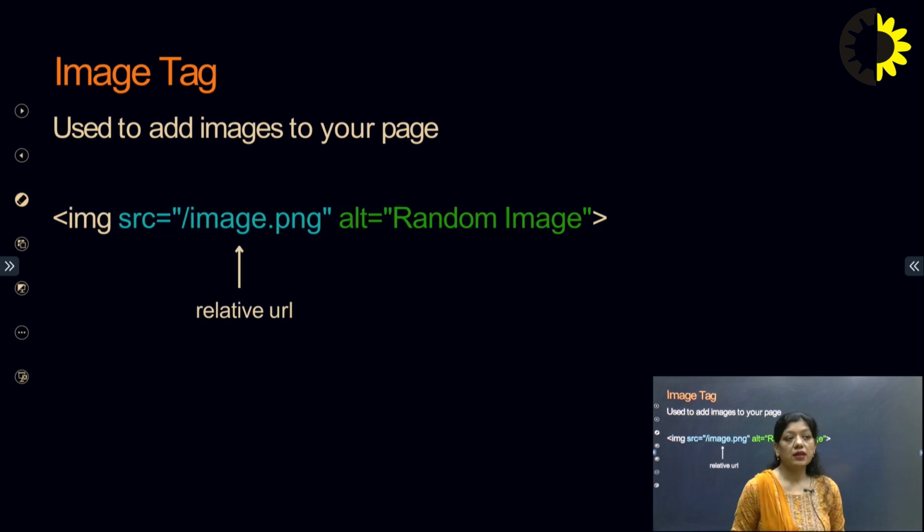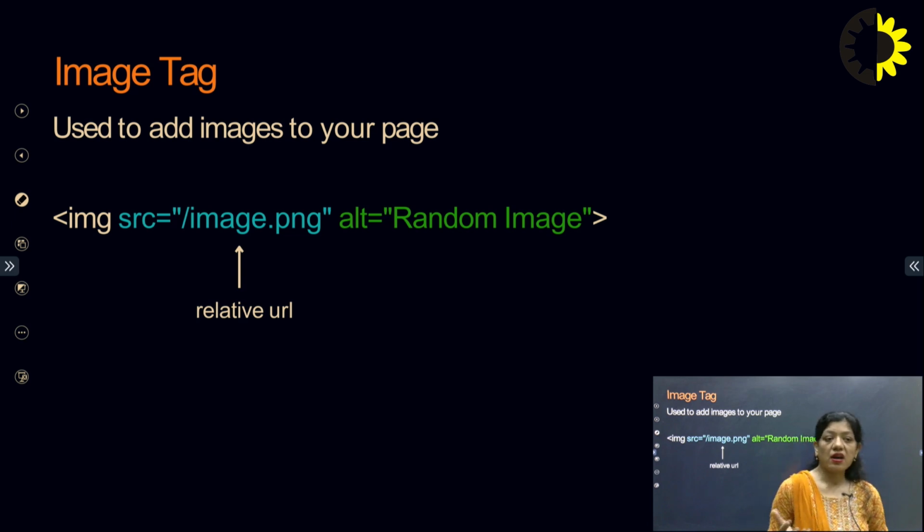Next one is image tag. If we want to add some image in our web page, that time we use image tag. Now this question would arise, whether the image should be in our personal laptop, or we can download from Google. So in HTML we can write image, we can download image from Google. Through this we will use absolute link.